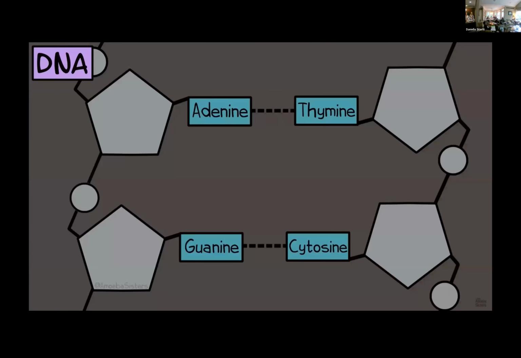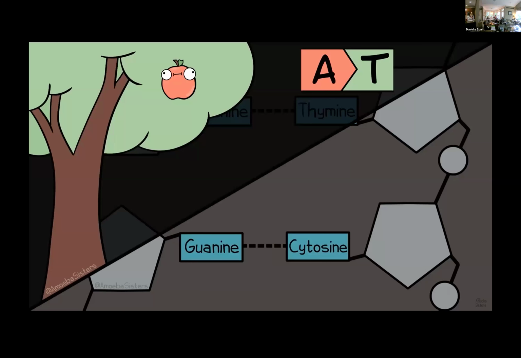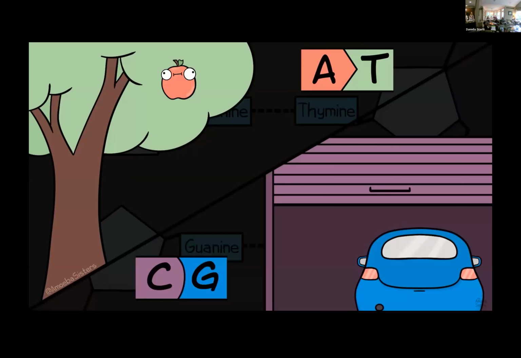The bases in DNA are adenine, thymine, guanine, and cytosine. It helps to remember the popular mnemonic "apples in the tree." That helps you remember that A goes with T, and "car in the garage," so C goes with G, to understand how DNA bases pair.